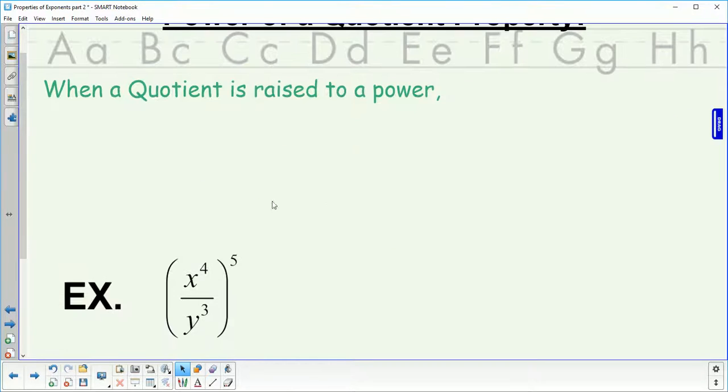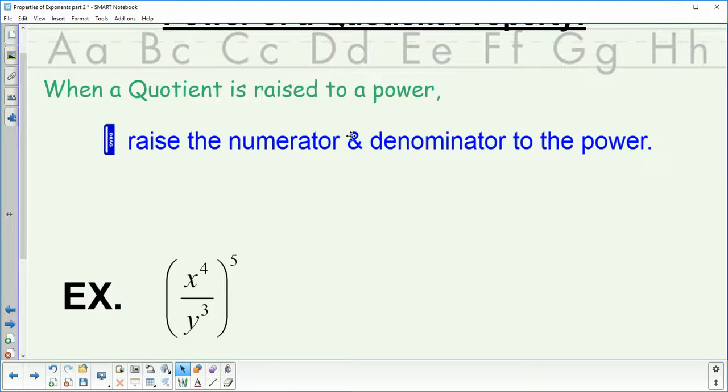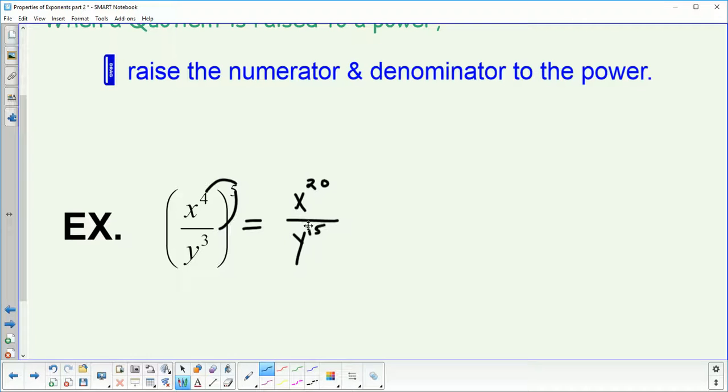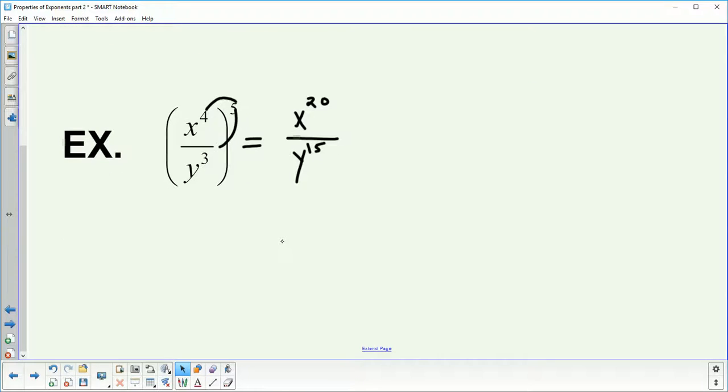Okay, same idea as our product to a power. When we have a quotient raised to a power, it's like distribution. Again, we're going to raise the numerator and the denominator to the power. So really all factors raised to that power. Our example here then, we're going to have x to the fourth to the fifth is going to give us x to the 20th over y to the third to the fifth. We're distributing that 5 onto both the numerator and denominator. We get y to the 15th. Okay, and we can't do our subtraction technique or tip that we had in the last slide because these are not like bases. So this would be as simplified as we could get.